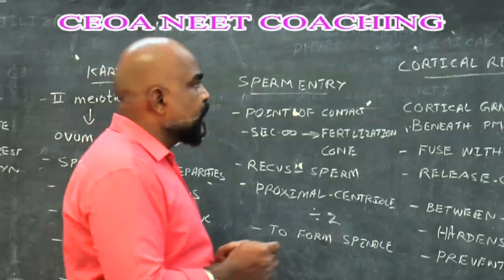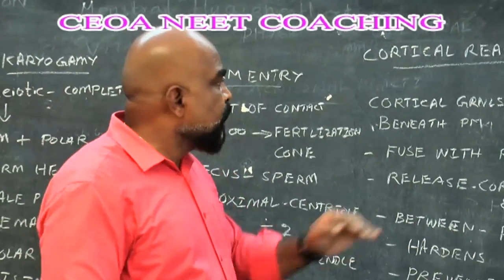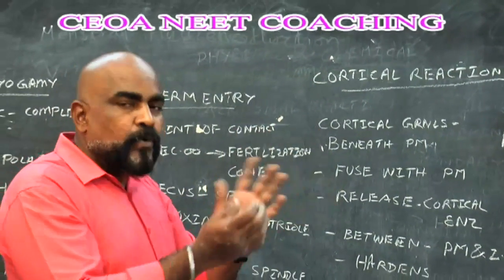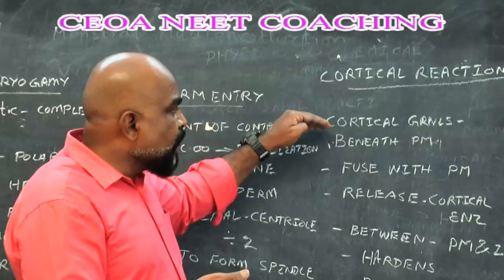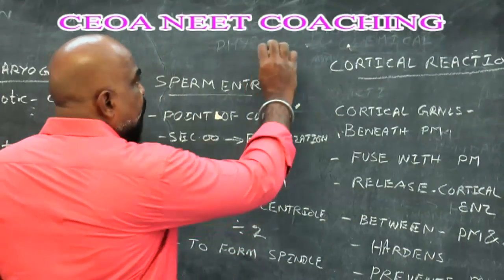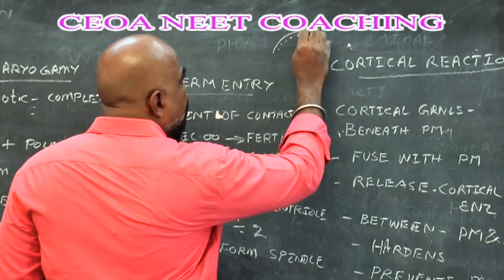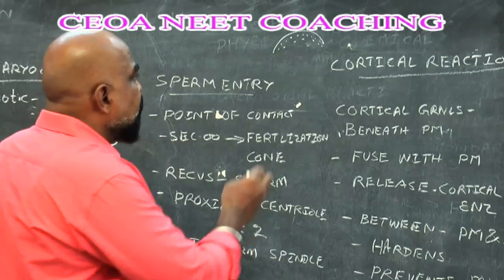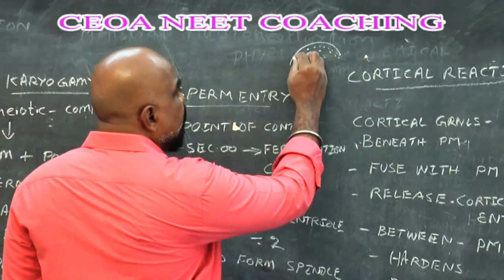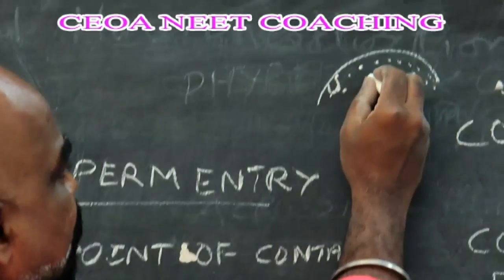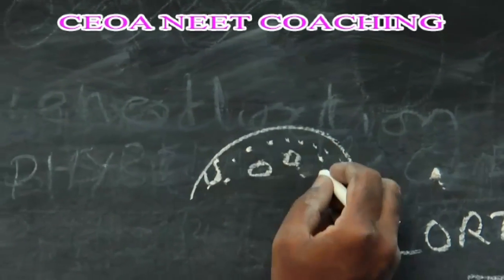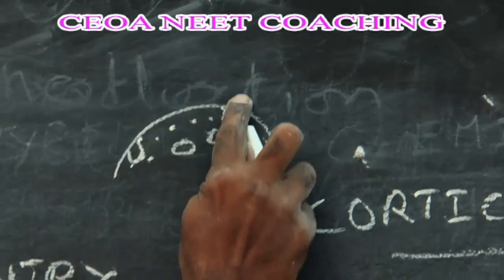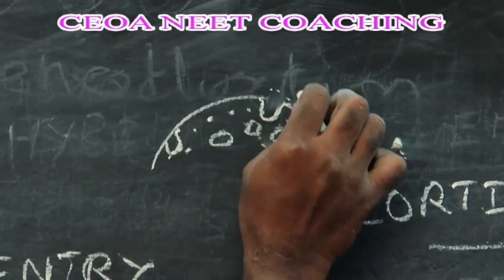The next stage, next to the acrosomal reaction, is the cortical reaction. See, if you look at the oocyte, there are cortical granules present just below the plasma membrane. These granules fuse with the plasma membrane. See, this is a granule. I'm making it a little bigger. So it goes and binds with the plasma membrane and empties its content here.